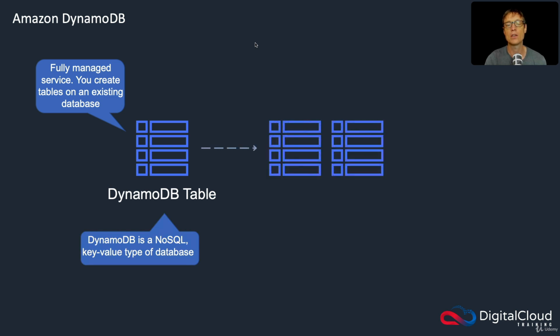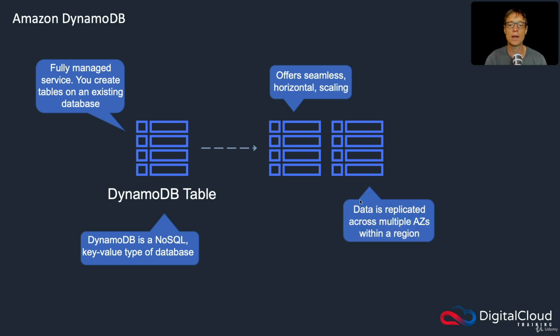With DynamoDB, you can scale horizontally, and it's known as seamless scaling. That means you don't get any system downtime. It will scale either automatically or based on you changing the parameters associated with performance. And it does so in a horizontal way. So essentially your data is being spread across more partitions and underlying hardware. The data also gets replicated across multiple availability zones within a region for durability.